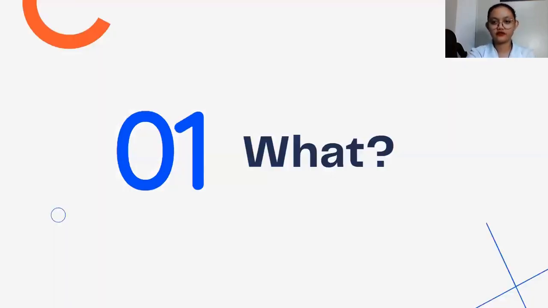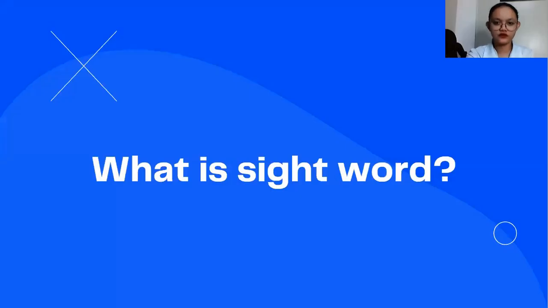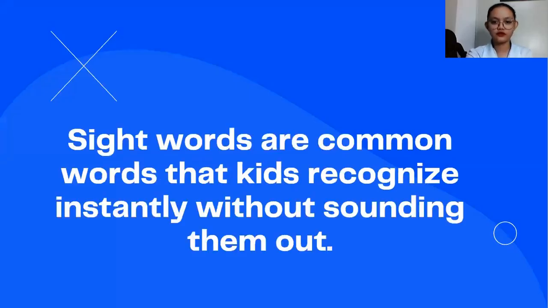So for our first question, what is a sight word? Sight words are common words that kids recognize instantly without sounding them out. Basically, these are words that we normally see or hear everywhere. These are the kind of words that we don't really have to put too much effort into decoding for us to know the meaning of it.